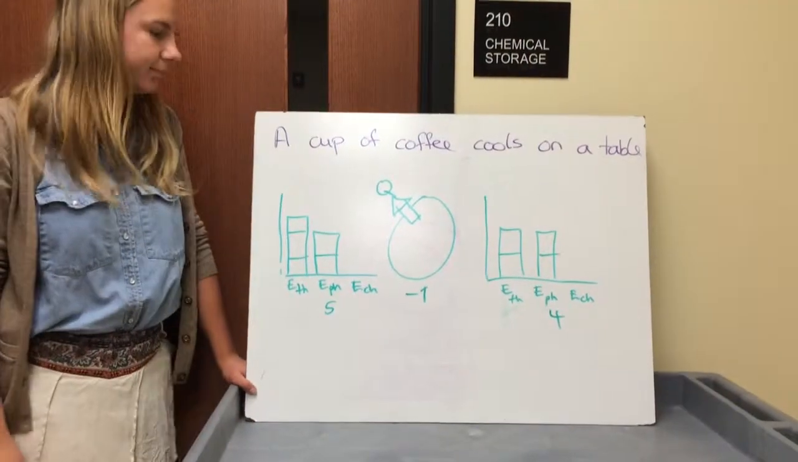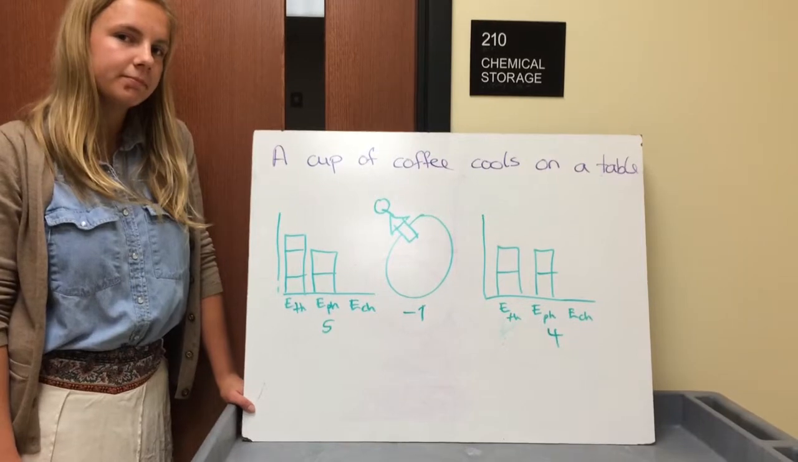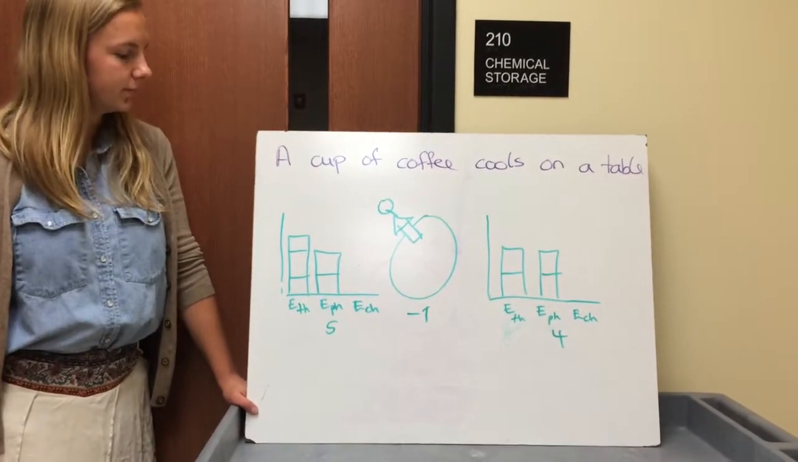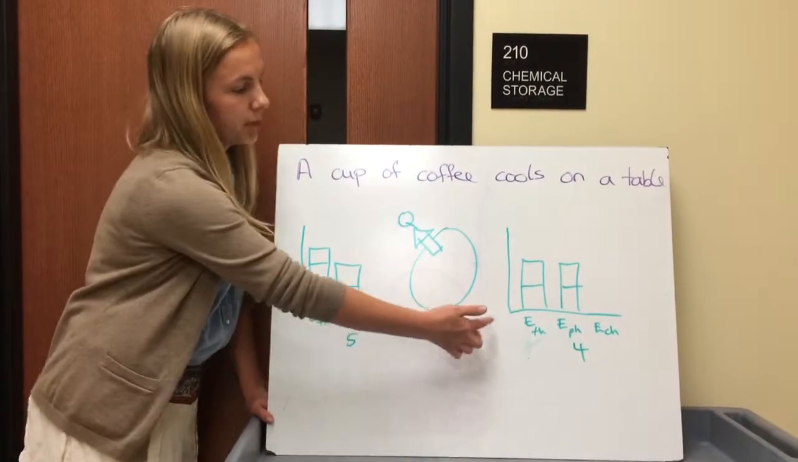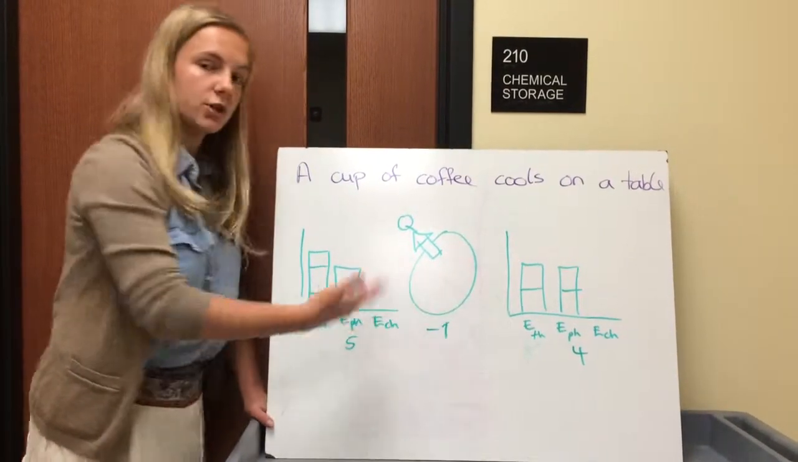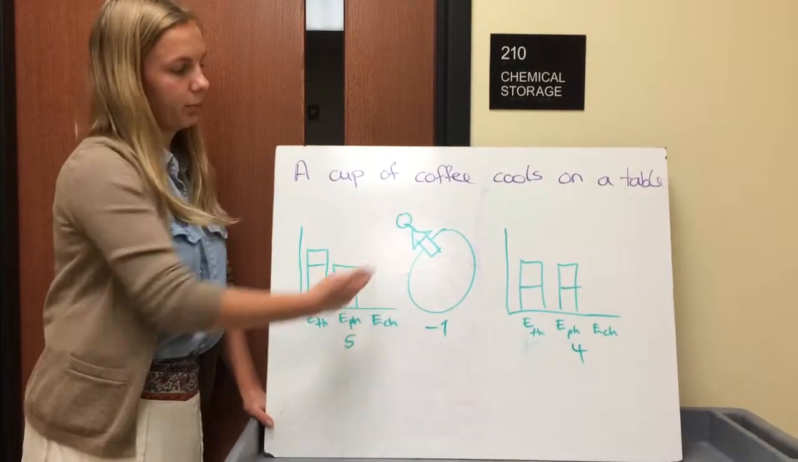So tell me why you chose to use 3 bars to begin in the thermal account. Because I wanted to show that this hot cup of coffee cooled down to room temperature when the reaction was done. That's why I started with 3, so 1 bar could leave.